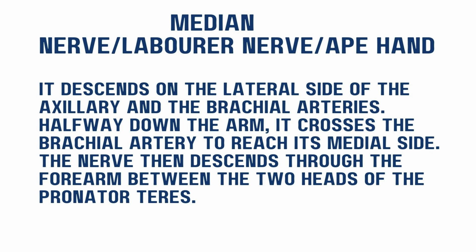So the median nerve is going to be on the lateral side of the axillary and the brachial arteries, and halfway down the arm it crosses the brachial artery to reach its medial side, and then it's going to come on the medial side of the brachial artery. The nerve then descends to the forearm between the two heads of the pronator teres muscle.